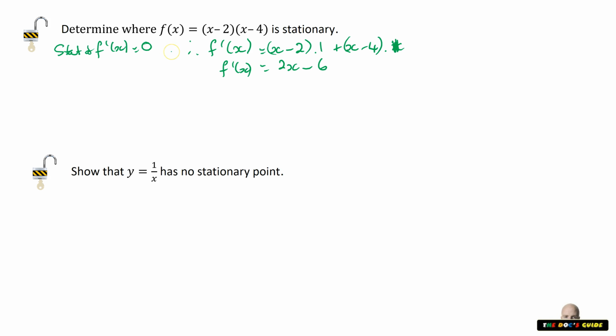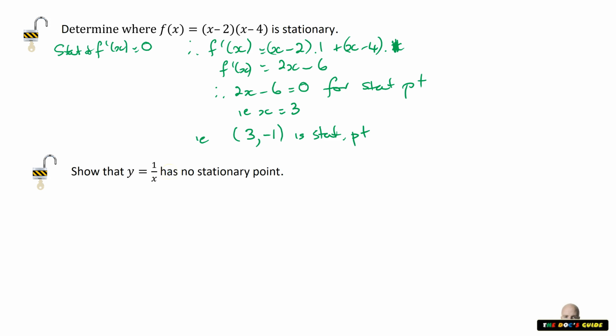We require f dashed of x equals 0 for a stationary point, so therefore we want 2x minus 6 to equal 0 for a stationary point. That is, x will equal 3. So when x equals 3, we have a stationary point. We should give the coordinates of the point. So that is when x equals 3. And if we put that value of 3 back into this curve, that will give us 3 minus 2, which is 1, and 3 minus 4, which is minus 1. Which gives us a product of minus 1, as the y value of the stationary point.